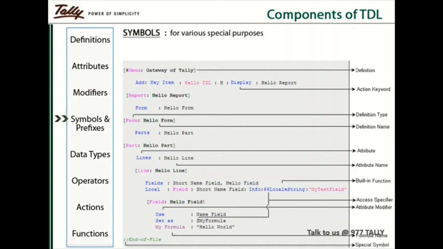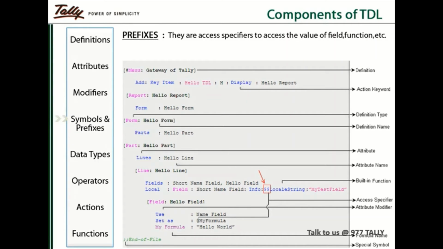There are various symbols in TDL used for specific purposes. For example, the hash symbol, while reusing an existing definition, and the double semicolon used before a comment. A number of prefixes in TDL act as access specifiers. For example, the $$ prefix to access a function and the @ prefix to access a local formula value.